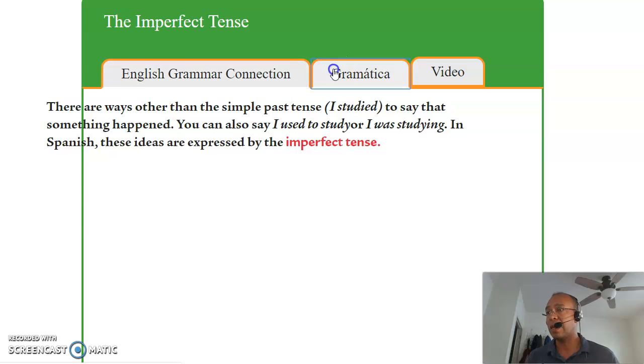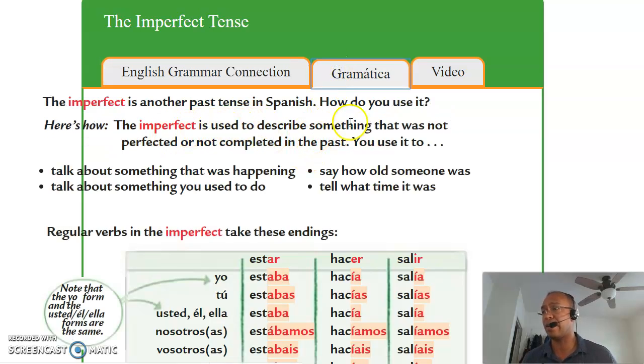So let's look at the imperfect and other past tenses in Spanish. How do we use it? We use the imperfect to describe something that was not perfected or not completed in the past. You use it to talk about something that was happening. I was playing basketball last night. When did it happen? Well, sometime last night. So you don't have a specific time. Therefore, you use the imperfect.